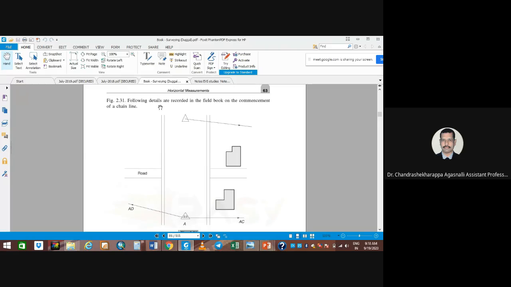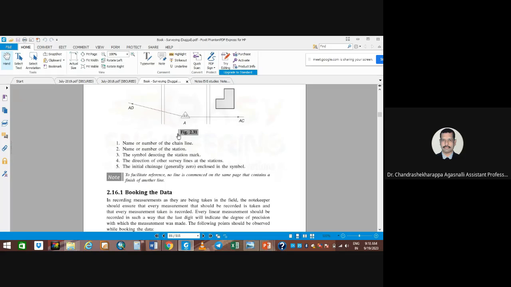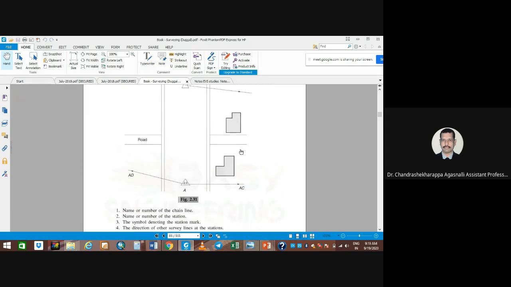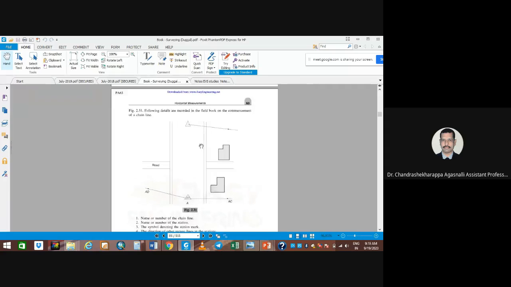The following details are recorded in the field at the commencement of the chain line: the number of chain lines, number of stations, symbol denoting the station mark, direction of the survey lines, and lines at the station. The initial chain is generally at 0. So this is a field, this is a road, these are buildings or settlements, and this is a benchmark. On either side you are going to establish things. This is how the field looks.